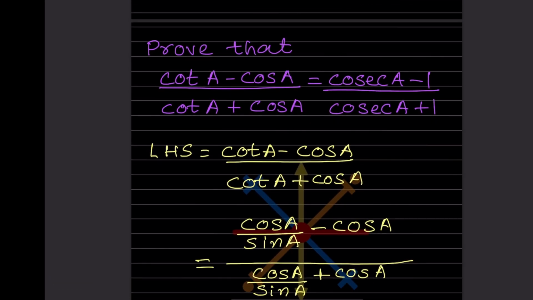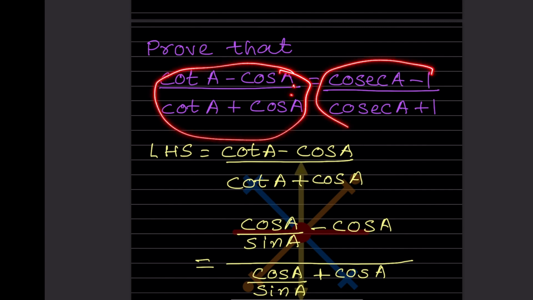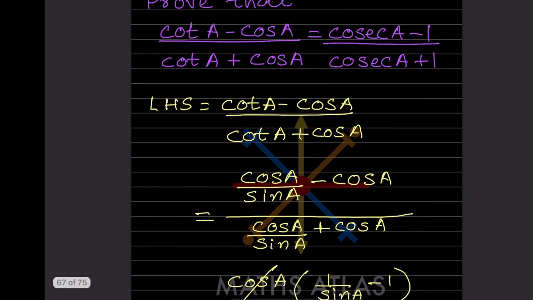Now prove that cot A minus cos A, this is the question given here. Whenever it says prove, we have to prove that LHS is equal to RHS. This is the left hand side and this is the right hand side. So let us take the left hand side first.